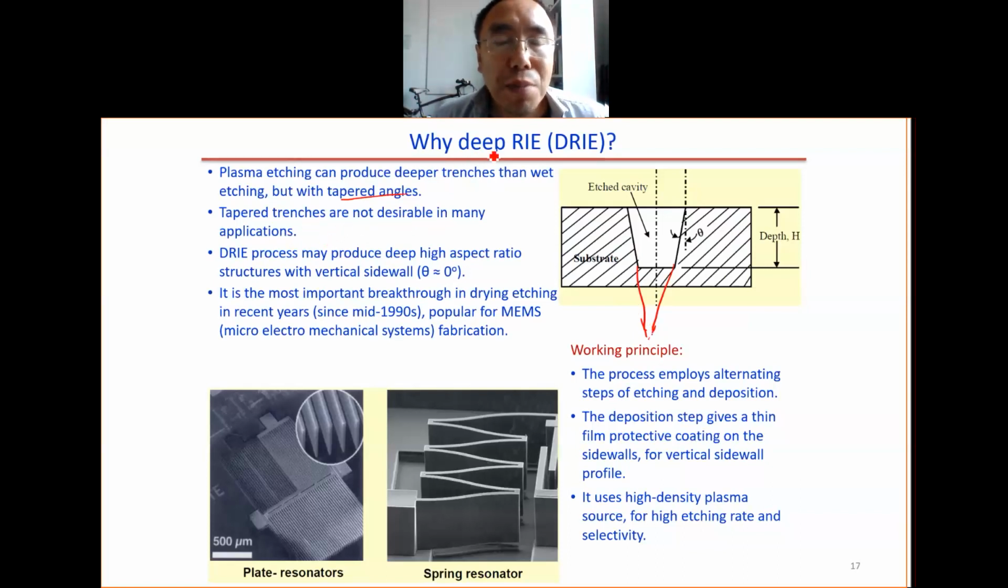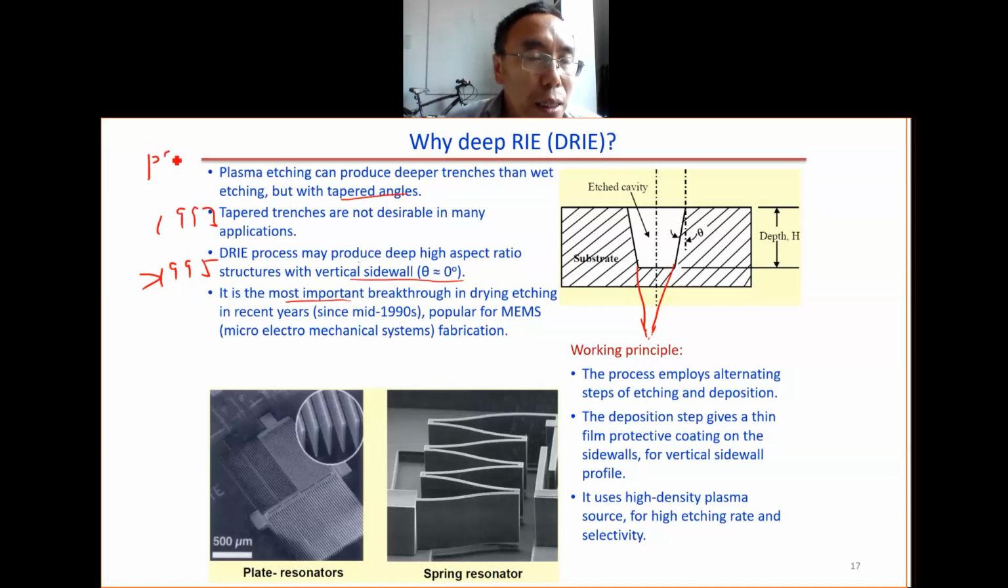For the deep RIE process, we can produce deep and high aspect ratio structures with vertical sidewalls. You can see the perfectly vertical sidewall like this, very vertical sidewall. This is the most important breakthrough in dry etching history in recent years. It became popular after 1995. The patent came out in 1993 and it became popular in 1995. So this is deep silicon etching.